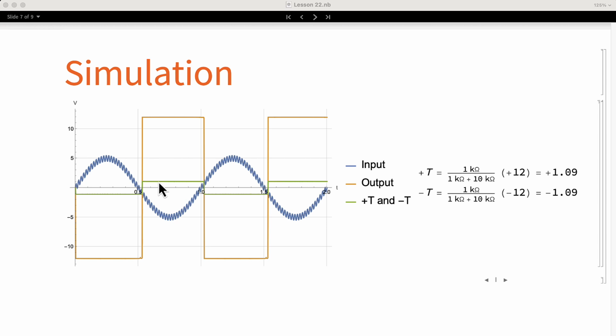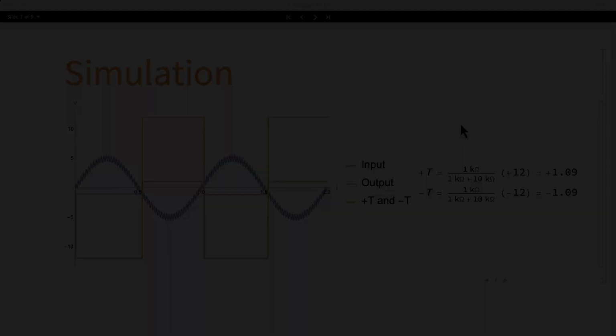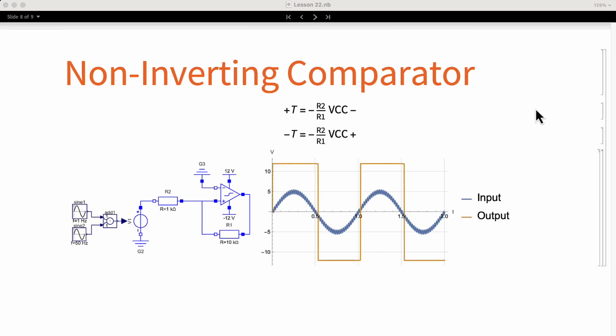It is important to notice that the output of the comparator is inverted. When the input signal is positive, the output is negative, and vice versa. This is an inverting comparator. What if we want the output of the comparator to not be inverted? To do that, we can change the circuit as follows. In the diagram, we can see that the input signal is now connected to the bottom of the voltage divider. The inverting input is connected to ground.